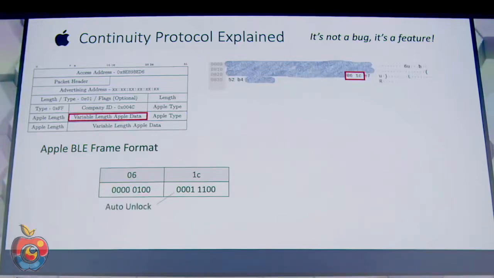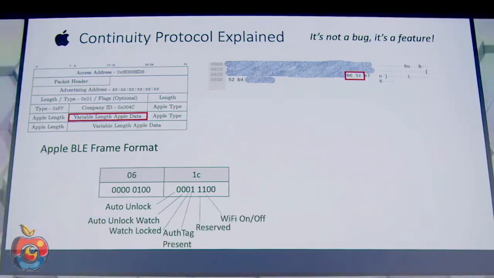So let's see this other byte. There's auto unlock information, like Face ID unlock or watch unlock, whether or not your watch is actually locked or not, whether or not there's an auth tag present, another reserved bit, whether your Wi-Fi is on or off, and whether or not you have a 4 byte auth tag, and in this one you'll see we have a 3 byte auth tag, and whether or not your AirPods are connected. So what is the auth tag?